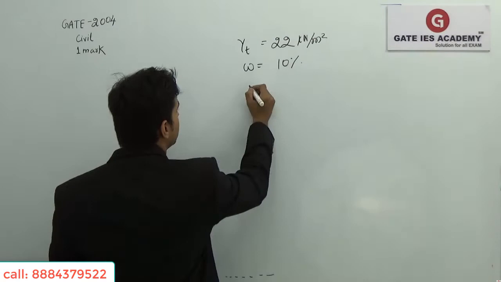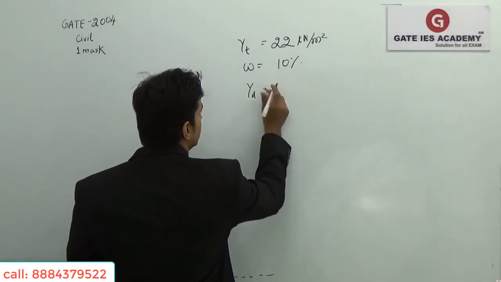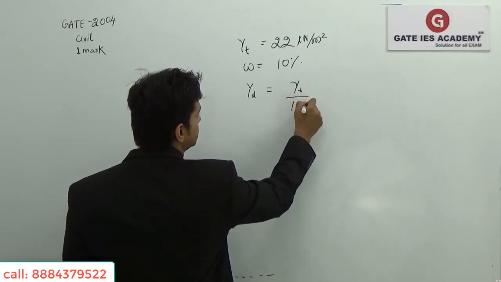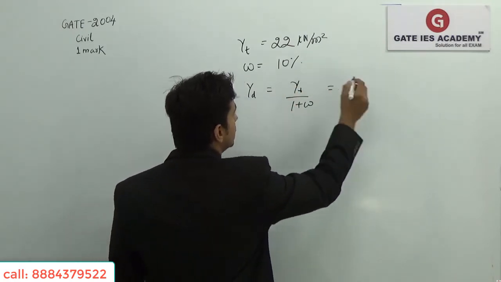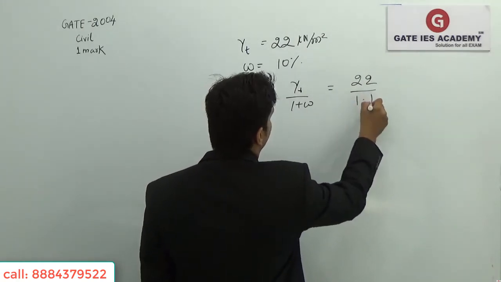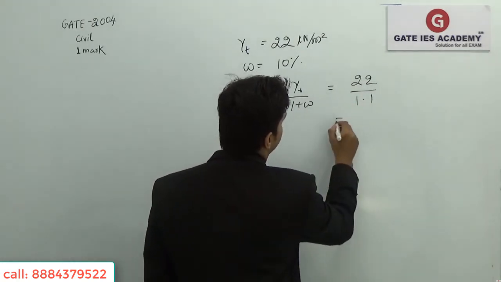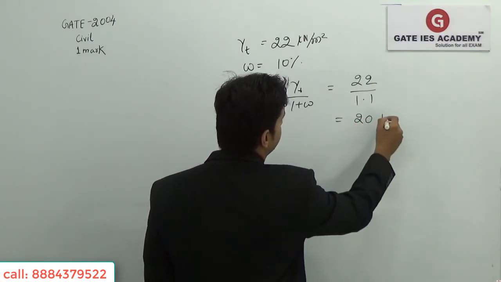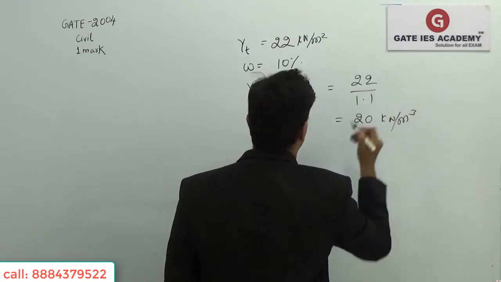I had given you a formula that gamma D is equal to gamma T upon 1 plus w. That is equal to 22 upon 1.1. So that is giving me 20. The answer is coming out to be 20 kilonewton per meter cube.